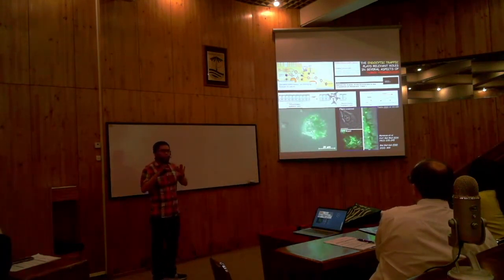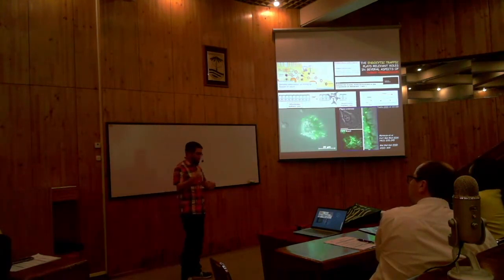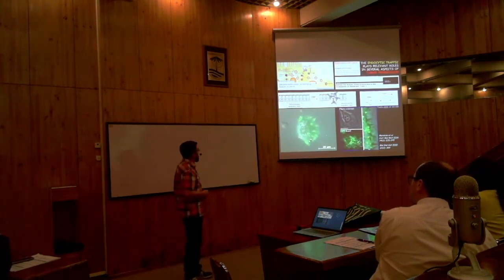I'm going to talk a lot about Rab5, so if you have any questions, you can interrupt me at any point. So these endosomes are accumulated at this region and are enriched in the Rab5 protein.